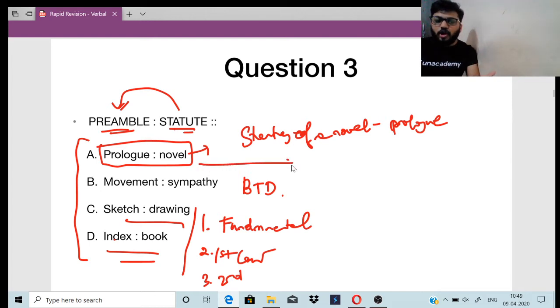So it is prologue and novel. Novel ka introductory part hota hai prologue. Okay, so don't get confused between index and book. Index is different. Index is not at all an introduction. Okay, it is the contents of the book. Clear, everyone? Clear with this? Shall we move on to the next question?